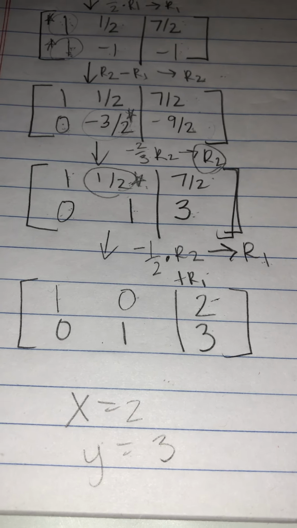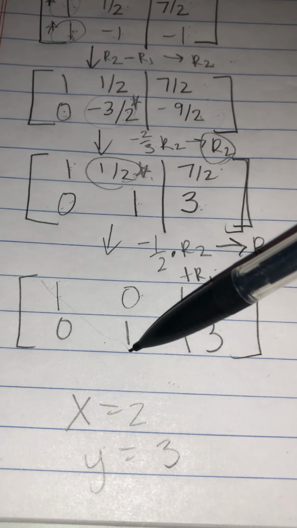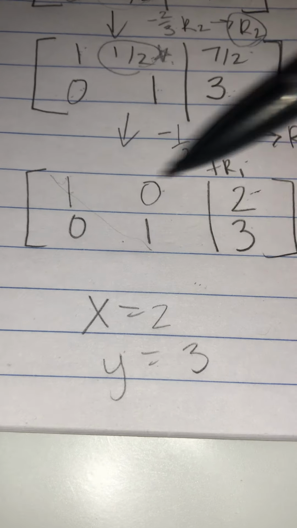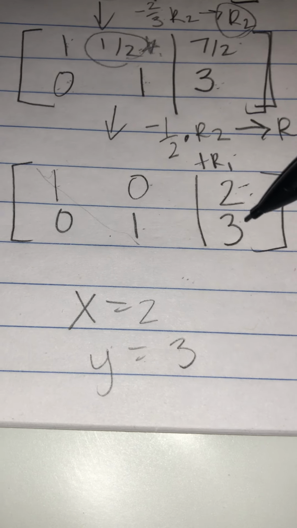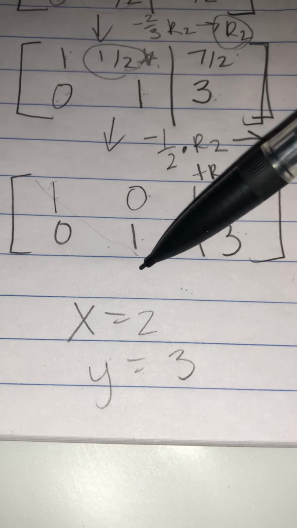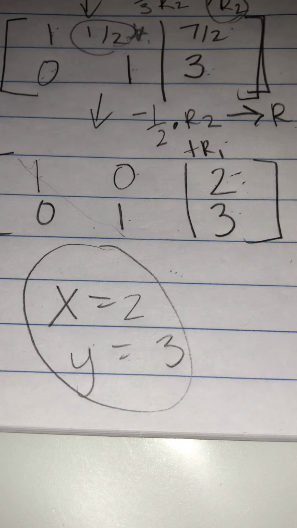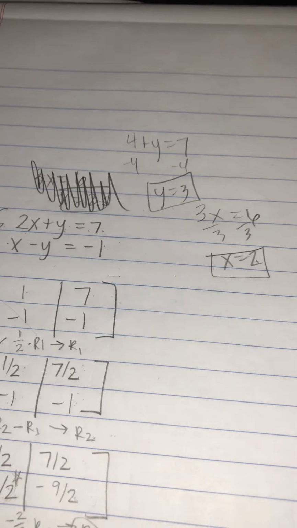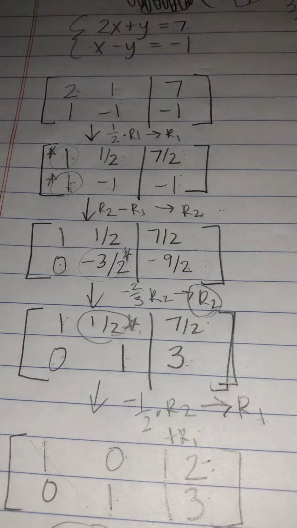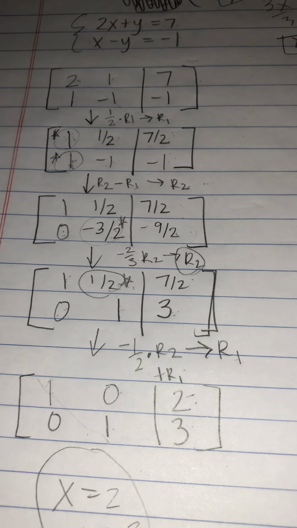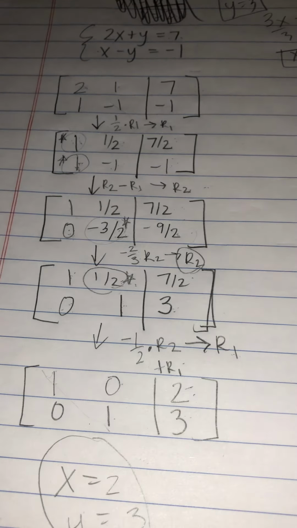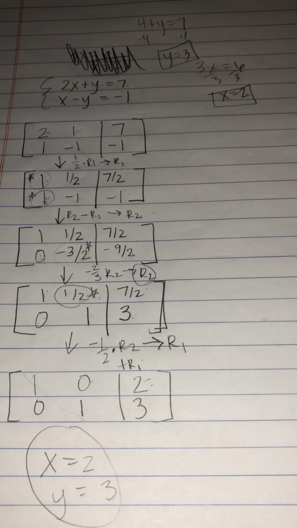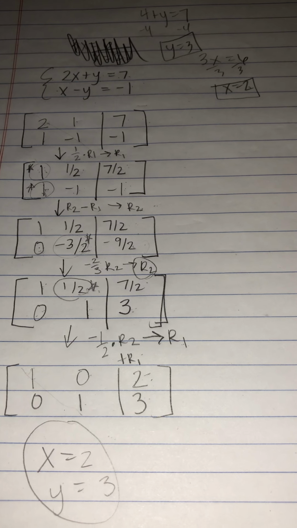Okay, so now that you have ones down the diagonal and zeros everywhere else, you're done. So you know that x equals 2 and y equals 3. Okay, so that's how you get your answer from matrix form. Remember, we already knew that's what it was from this, which took 15 seconds to solve, whereas the matrix is going to take probably close to 10 minutes when you're new at it. So same answer, just solving it 2 different ways. It's just unfortunately the matrix way takes a lot longer.